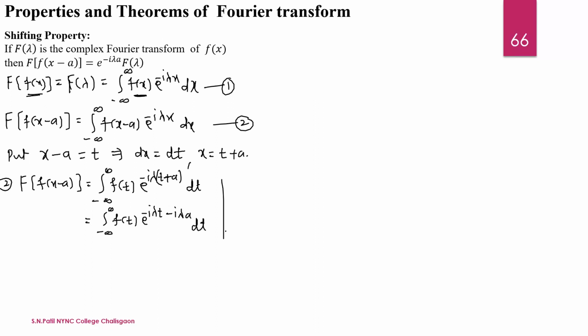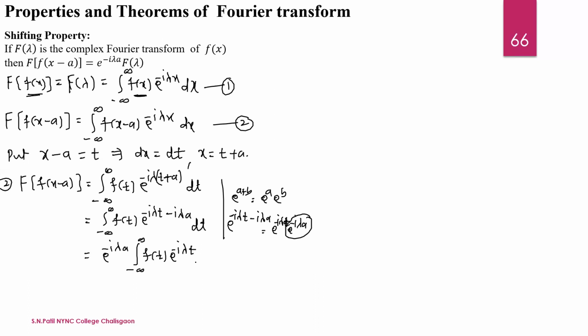Now here the exponential function is like e to the power a plus b. We write e to the power a, e to the power b. That is, we write e to the power minus i lambda t minus i lambda a is equal to e to the power minus i lambda a, e to the power minus i lambda t, where e to the power minus i lambda a is constant because this is integration with respect to t. Here I am writing the constant term outside the integral, inside only the function of t, that is f of t e to the power minus i lambda t dt.